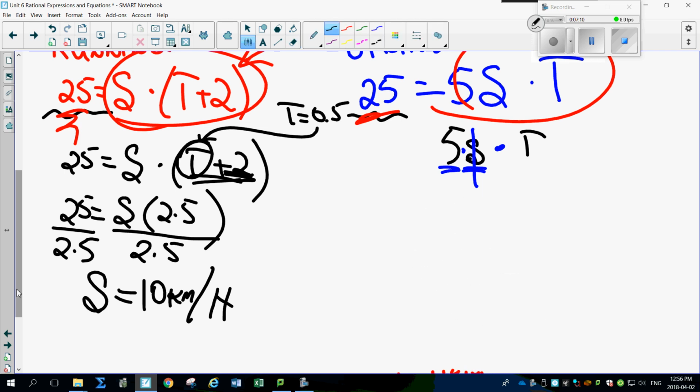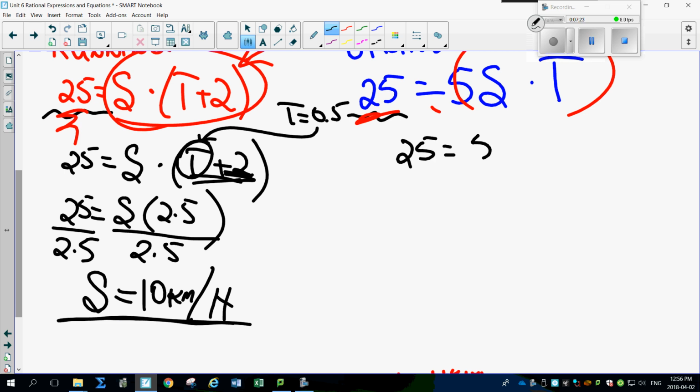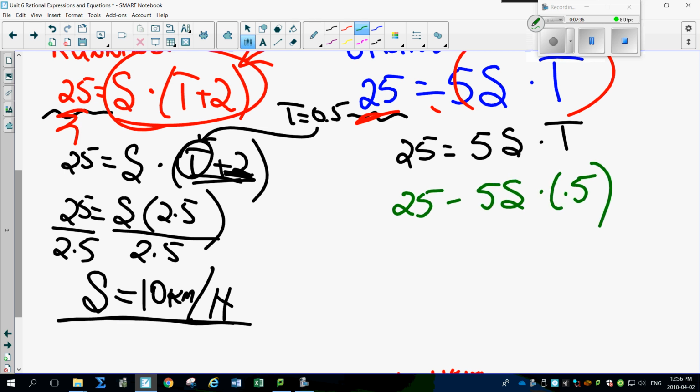Now let's go back to the other question, which was, let me clean this up, right here. 25, which is the distance he biked. He went 5 times as fast and it only took him half an hour. So all you have to do is check this out. Watch. 25 = 5s times 0.5. This works out to be 2.5s = 25. Well, wait a second. We're going to get the same silly answer, aren't we? Well, of course we are.